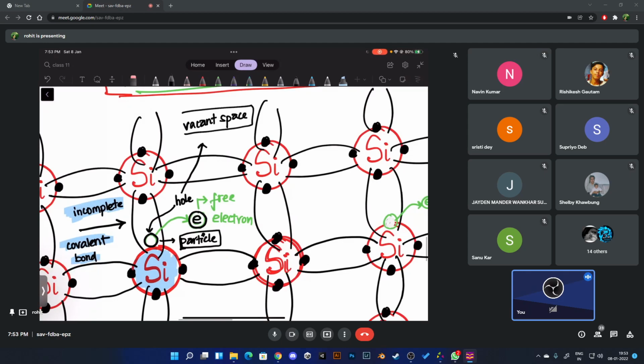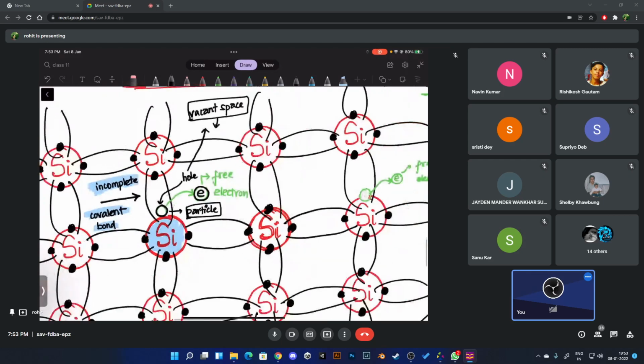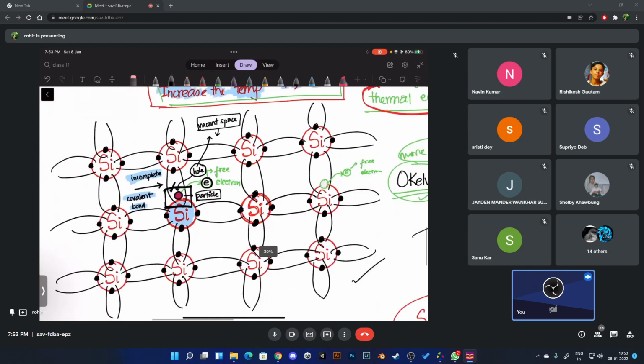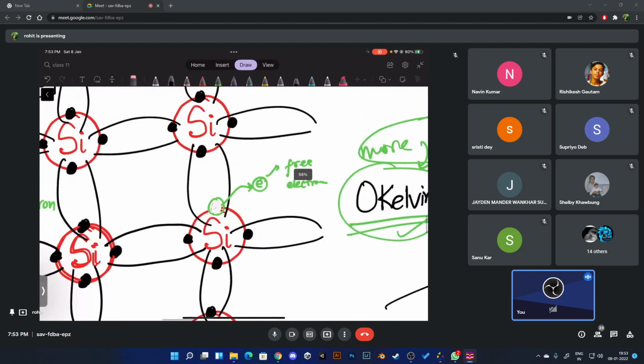But is this vacant space anywhere, or is it found only in a covalent bond? Only in a covalent bond. This space was supposed to be filled with an electron, but the electron has left. Whenever an electron leaves, you get an empty space, and that vacant space we call a hole. Very important concept, because these holes also will play a role in transferring charges.